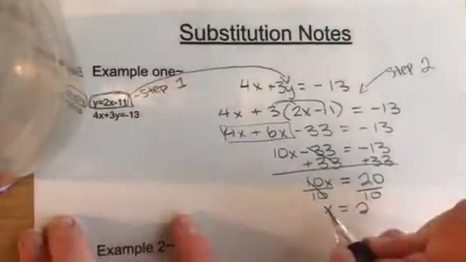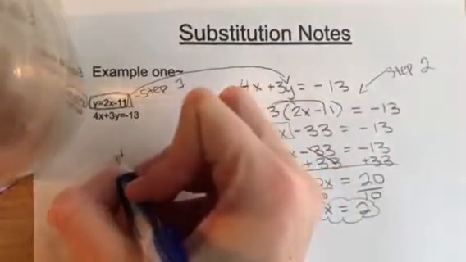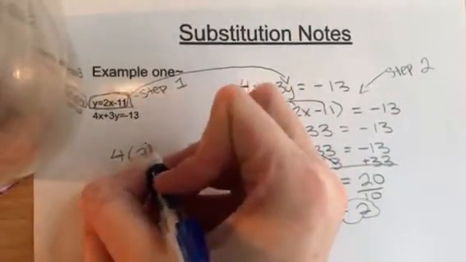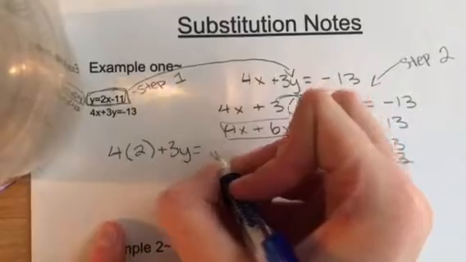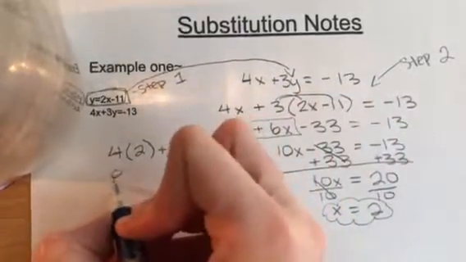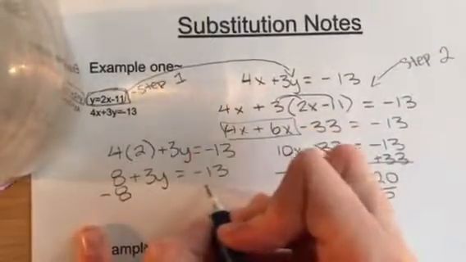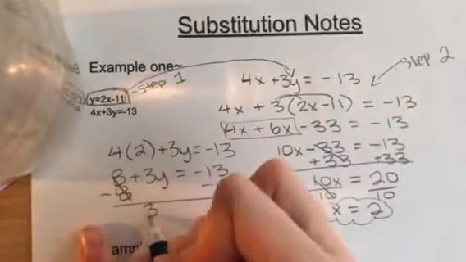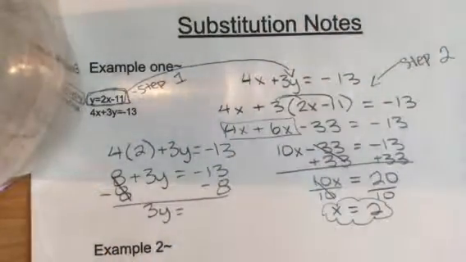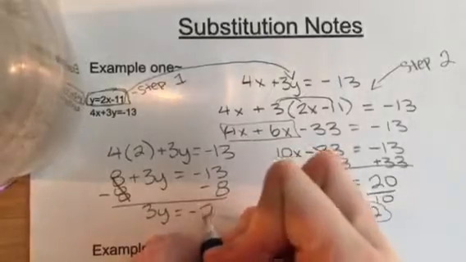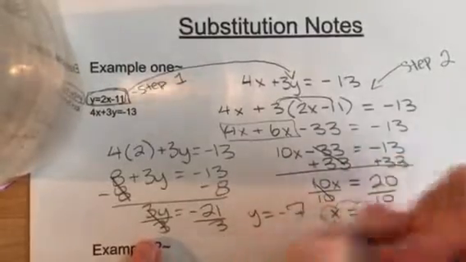All right, so now we're going to take this value and plug it into this equation. So now we have 4, and then because we know x is 2, 4 times 2 plus 3y equals negative 13. Now 4 times 2 is 8, so it's 8 plus 3y equals negative 13. Now we're going to move the 8 over. Don't forget, a negative minus a positive is adding it, so it's really going to be negative 21 divided by 3, and y equals negative 7.